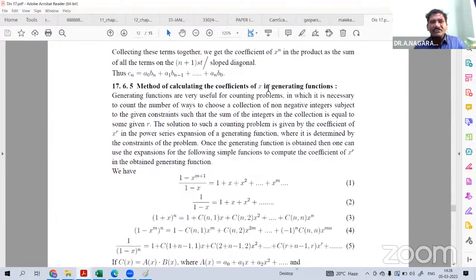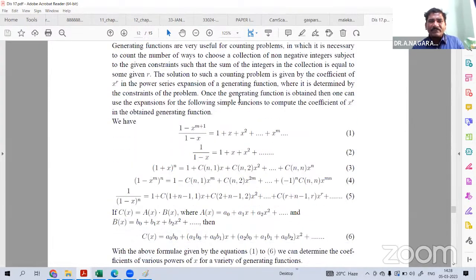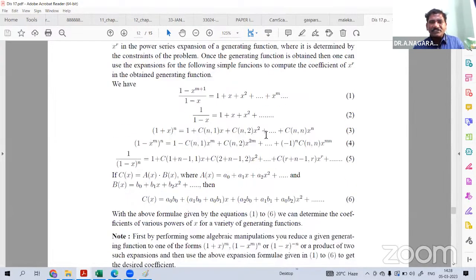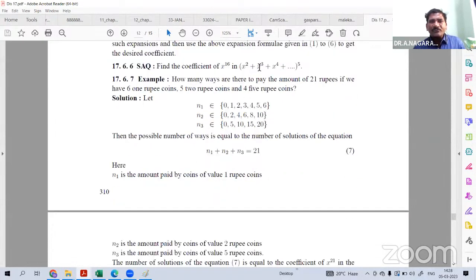Next, the method of calculation of the generating function. This comes under operations of generating functions. Previously we discussed 17.6.4, and 17.6.5 comes the same way. It is a representation for generalization. Here you will be asked to find the coefficient of x to the power of 16 in these terms. So it is a sequence formation.